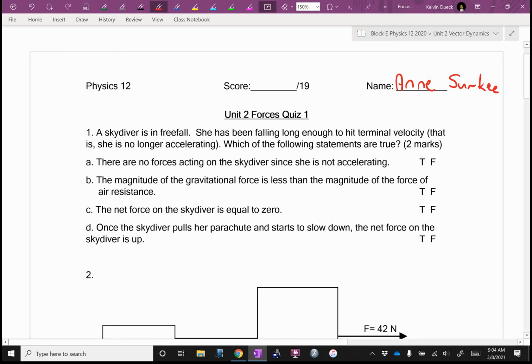There are no forces acting on the skydiver because she's not accelerating. True or false? False, I agree. Good morning, good morning. The magnitude of the gravitational force is less than the magnitude of the force of air resistance. True or false? False. Why? That has nothing to do with it.